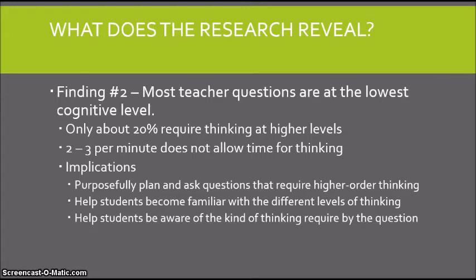Another view might be Costa's level of questions. Just a different lens, but helpful in developing understanding and awareness of how our brains go about looking at questions and what's required of our brains cognitively. So the implications are this: we must purposefully plan and ask questions that require higher order thinking. We need to help students become familiar with the different levels of thinking, and then help them be aware of the kind of thinking required by the question.